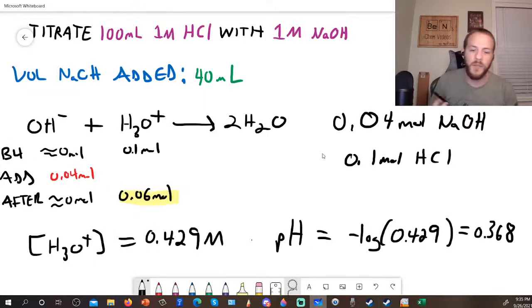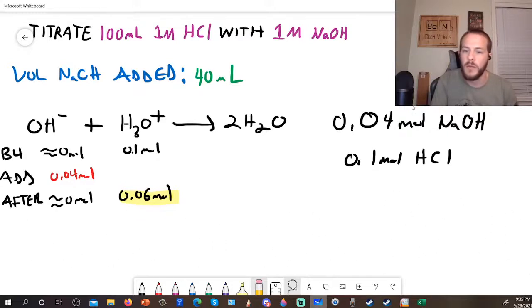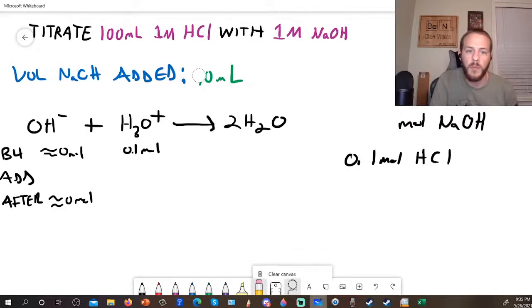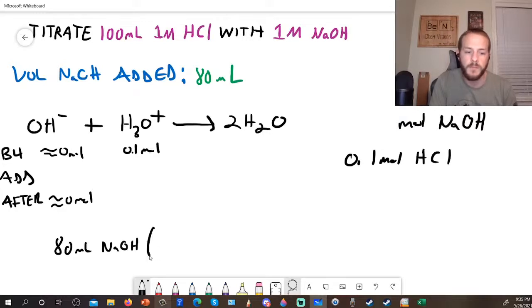Once again, I'm just going to erase everything that is no longer relevant here. Okay, so instead of 40 milliliters, we're now going to do 80 milliliters. Just as we did in the last example, we're going to convert our 80 milliliters of sodium hydroxide into moles. We convert that volume into liters, milliliters on the bottom, liters on the top. Of course, there are 1,000 milliliters in a liter.